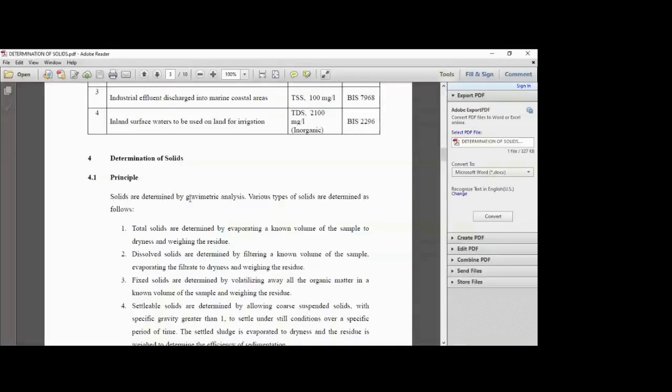Solids are determined by gravimetric analysis. So what is gravimetric analysis? I think you haven't heard this word for the first time. You must have heard it if you are reading research papers. Gravimetric is nothing but related to weight. That is not WET, it is WEIGHT.